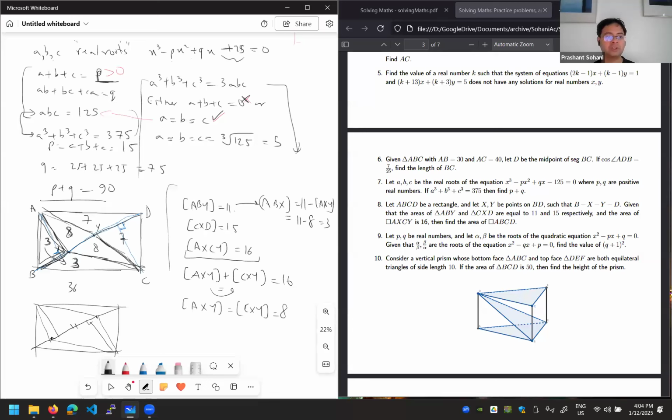And in the same way, we got CYD as 15 minus 8, which is 7. So if this is 7, then this can be copied over here. So this is also 7. And so we know all the parts now. So therefore, the total area of the rectangle will be 3 plus 8 plus 7 multiplied by 2, which is 36.